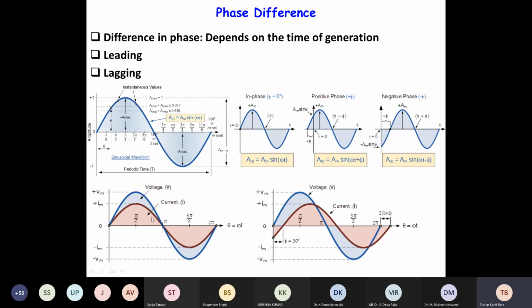The amplitude may vary depending on the resistance of the circuit, but the instantaneous value or the rate of change of the magnitude will be the same. Means they will start at the same time and they will reach maximum value at the same time. Again they will go to 0 at the same time. So there will be no phase displacement, means there will be no time displacement in their generation.